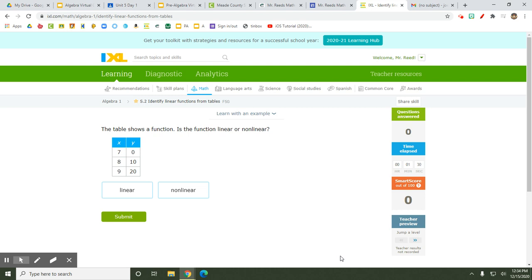Identifying linear functions from a table. When we're identifying them from a table, we don't have a graph to look at to tell if it has curves or if it's a straight line. So there's a couple of different things we can do here.